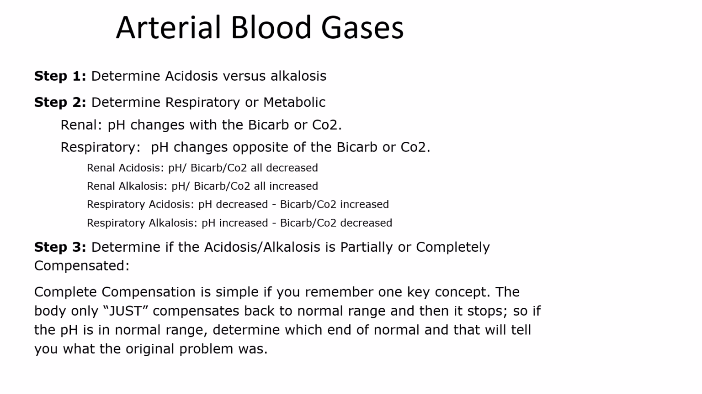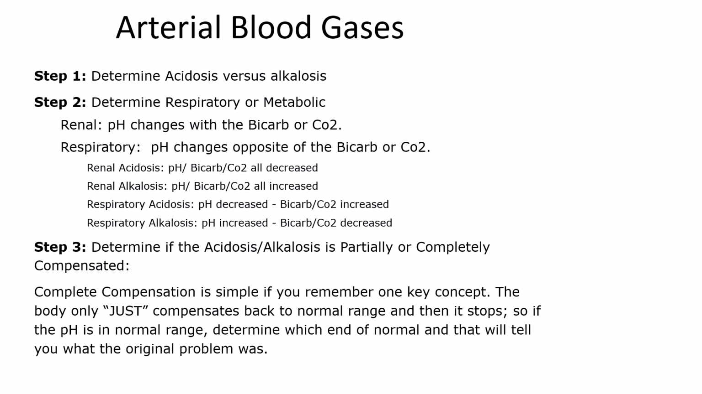I can always identify an arterial blood gas that indicates either renal acidosis or alkalosis. And this is why. In renal acidosis, all of the items on an arterial blood gas are decreased. And in renal alkalosis, they are all increased. With respiratory acidosis and alkalosis, the pH changes in the opposite direction as the bicarb and carbon dioxide.